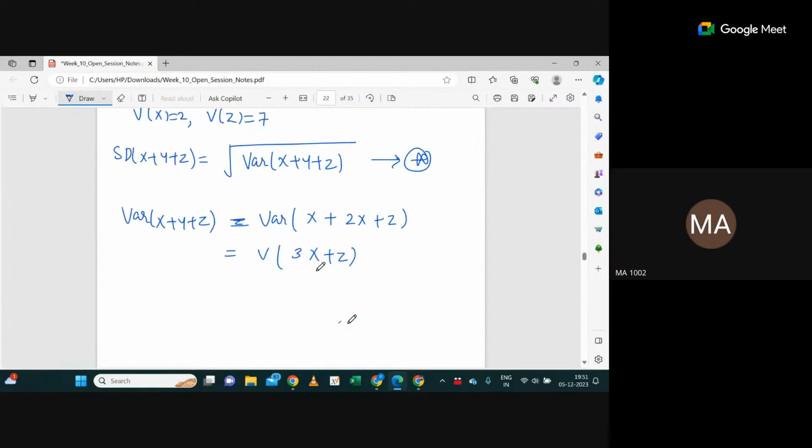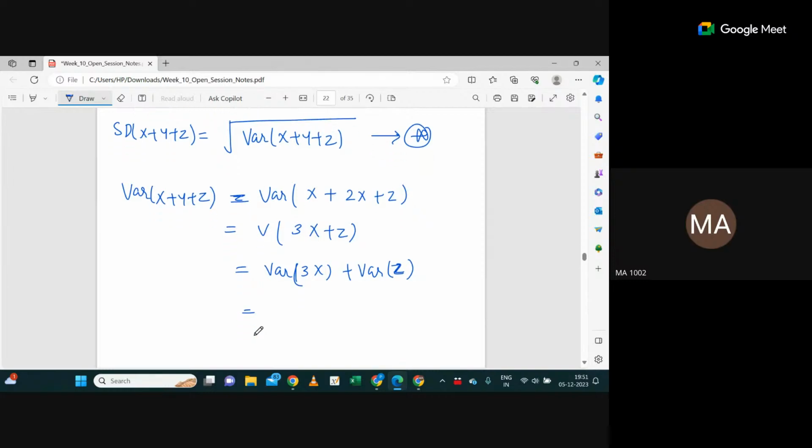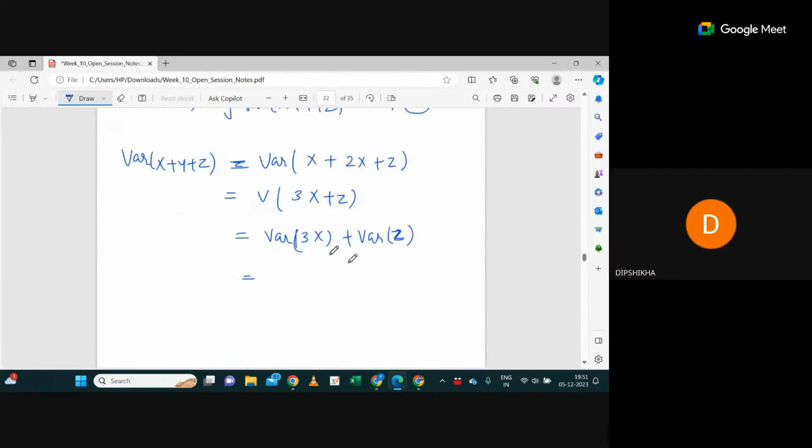And we know x and z are independent. Then I can simply write the variance of 3 times x plus the variance of z. Yes or no? See, we have the information that x and z are independent. I can write down the variance of 3x plus the variance of z, right? It's nothing but 3 squared times the variance of x plus the variance of z, right?